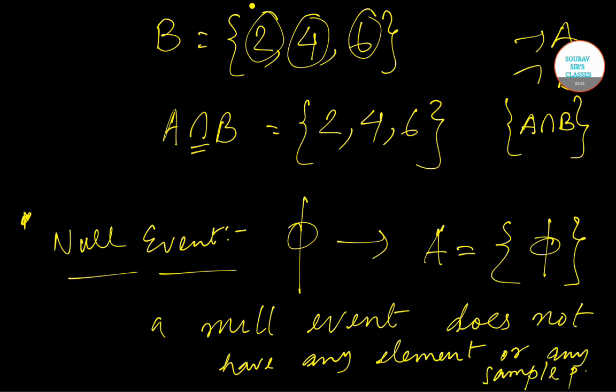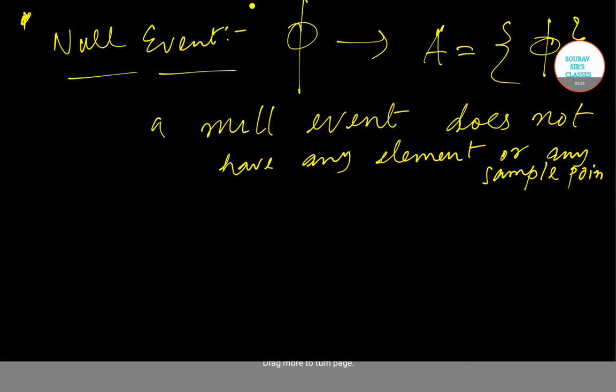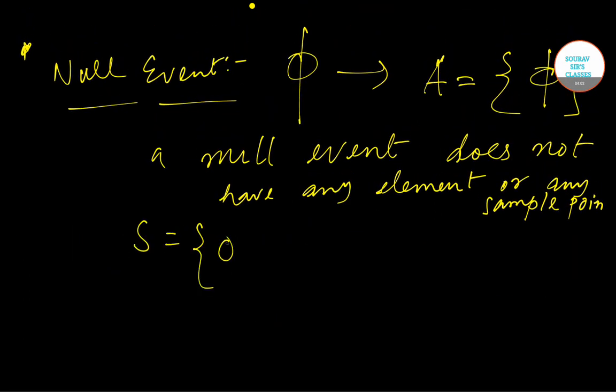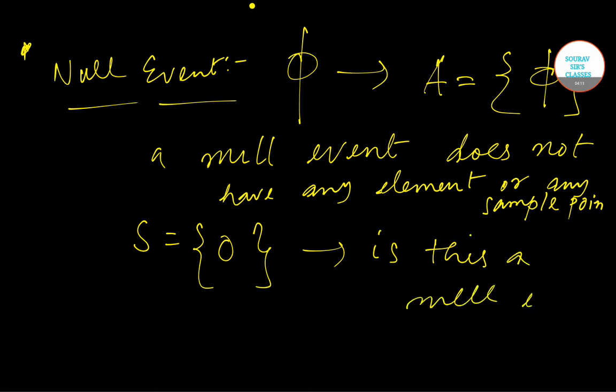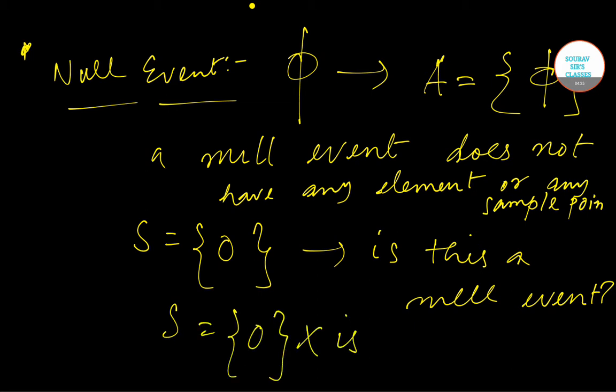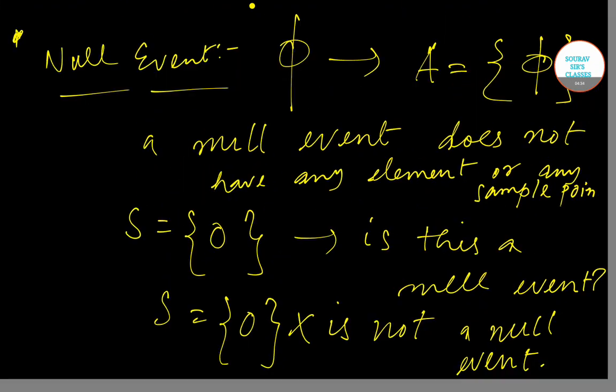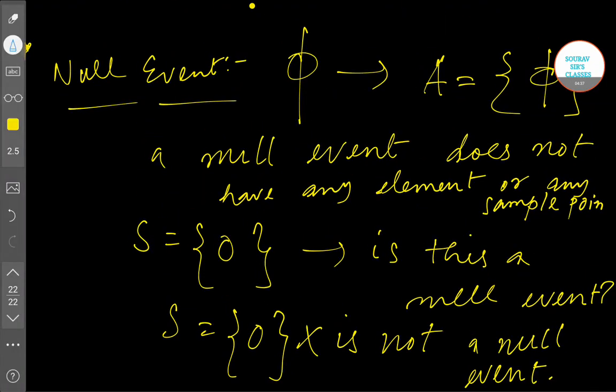Now let me make a concept clear to you. If A is equal to the set of 0, is this a null event? No, this is not a null event because it has one element, and that one element is 0. In null event, we have no element. So, A is equal to 0 is not a null event. It is a very confusing question of probability and people mistake this a lot. So, I told you about this. Now, let's move on to the next topic.